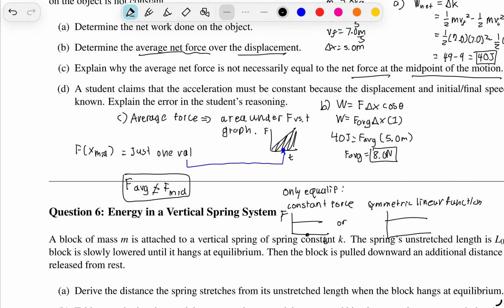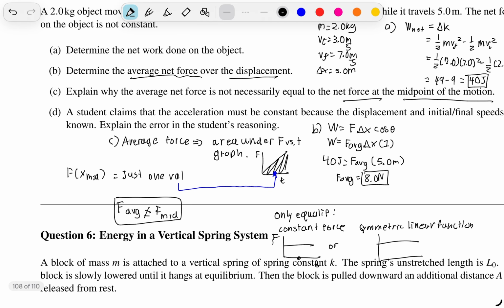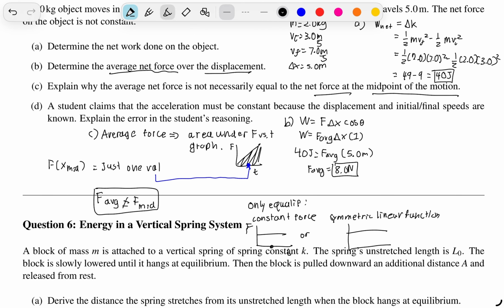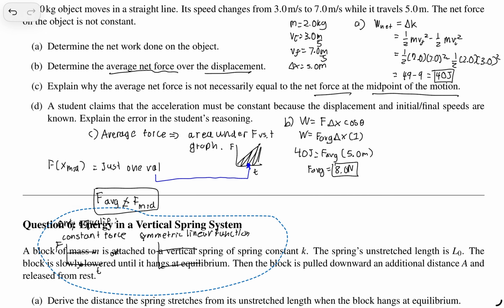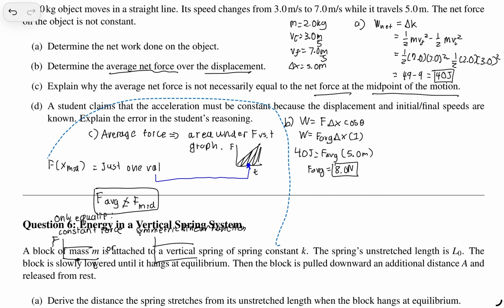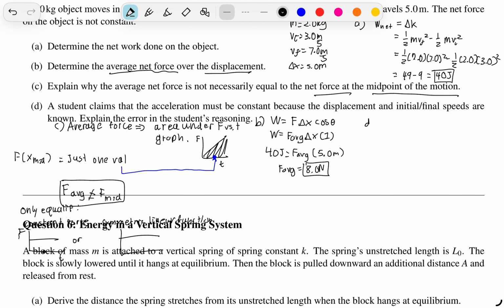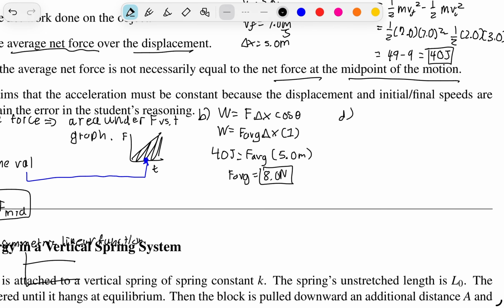So a student claims that the acceleration must be constant because the displacement and the initial and final speeds are known. Explain the error in the student's reasoning. Okay, this student is wrong because we know that we have the kinematics equation Vf squared is equal to V initial squared plus 2 times acceleration times delta x.